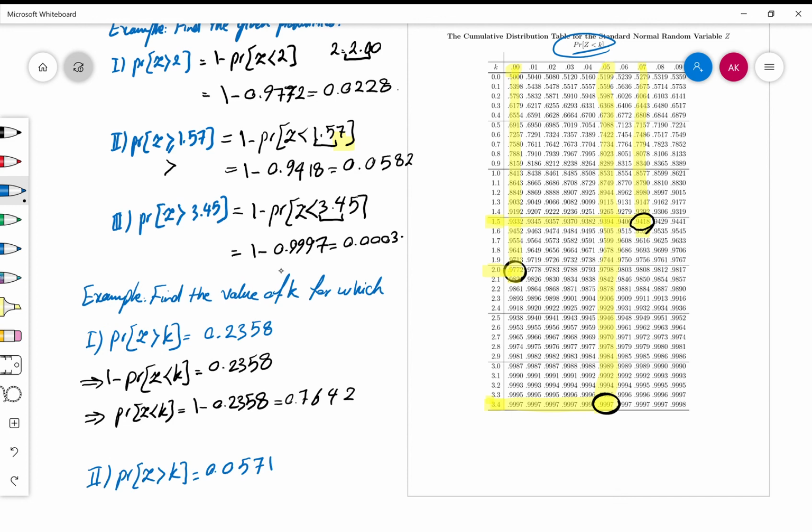0.76 should be somewhere up there. Yes, 0.7642. This is the value. So this is the probability. How do you find k? You pick the first digit and the first decimal from the first column, that's 0.7, and then the second decimal from the row. So this is 0.72.